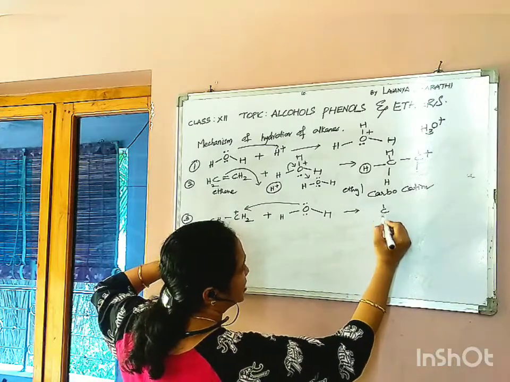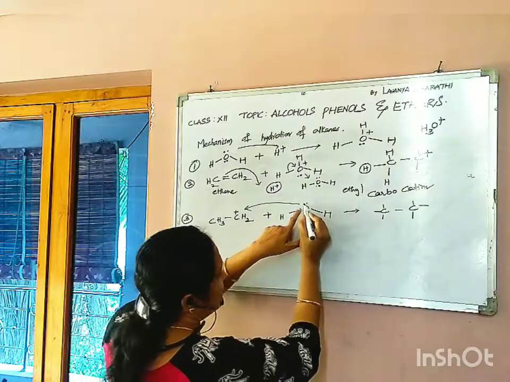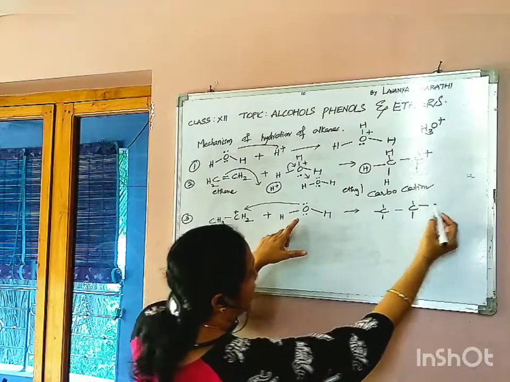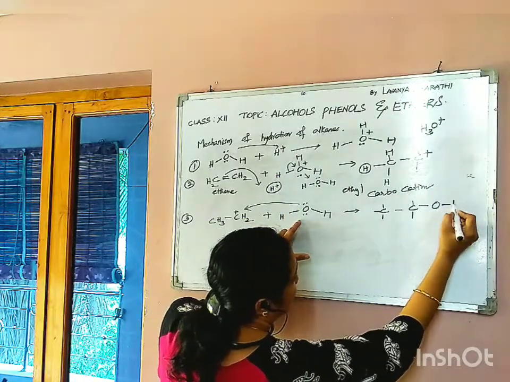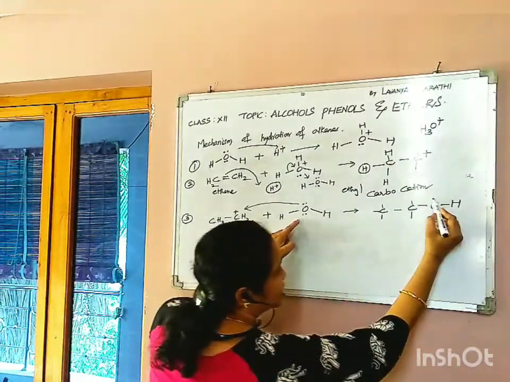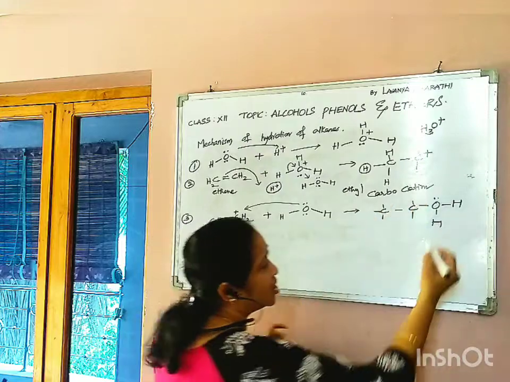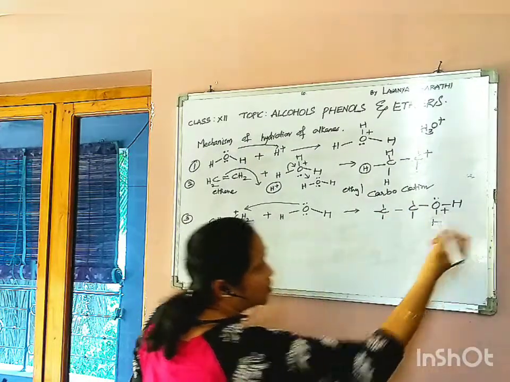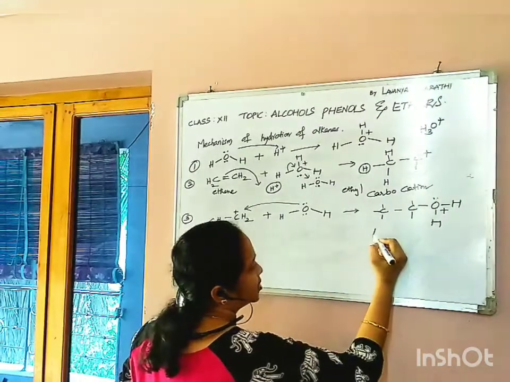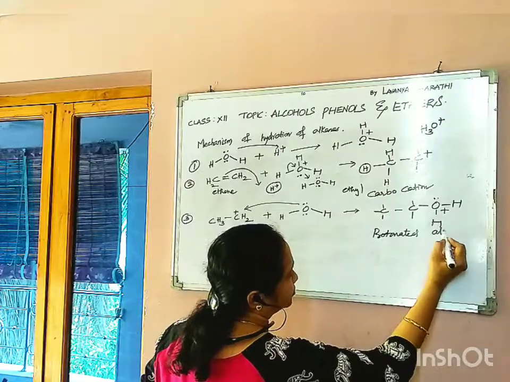You can see CH3, CH2, and this lone pair is used, and this lone pair has been changed into a bond pair, and it is now having O and H. But oxygen has lost one lone pair of electrons, left with only 1 lone pair of electrons. So this is obtained with a positive charge. We call this a protonated alcohol. So what is the name of this? Protonated alcohol.